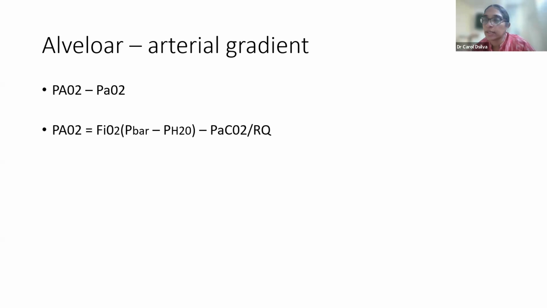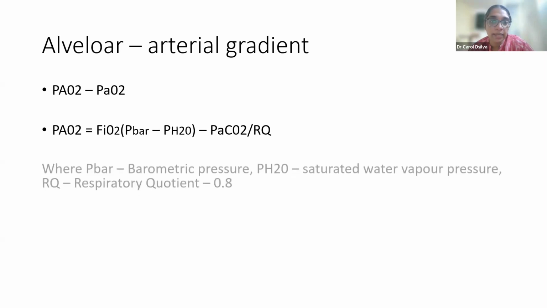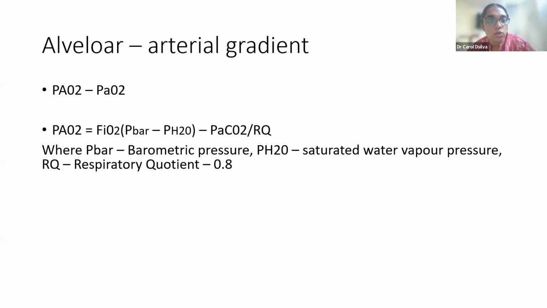There is a formula for that called the alveolar gas equation. It is given by this formula: fraction of inspired oxygen times barometric pressure minus water vapor pressure, minus partial pressure of carbon dioxide divided by the respiratory quotient. Barometric pressure at sea level is 760. If you're living above sea level, it might be lesser. If you're living below sea level, it might be higher. Where I am from, in Bangalore, we take it as around 687.